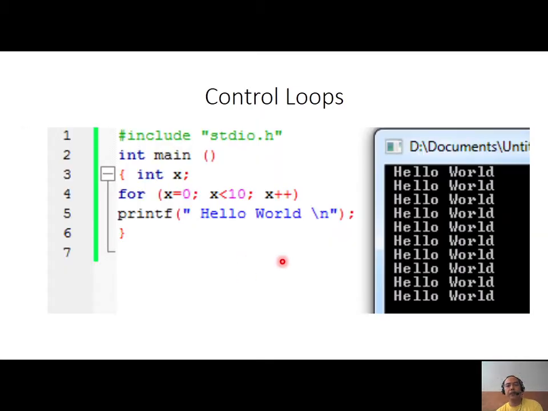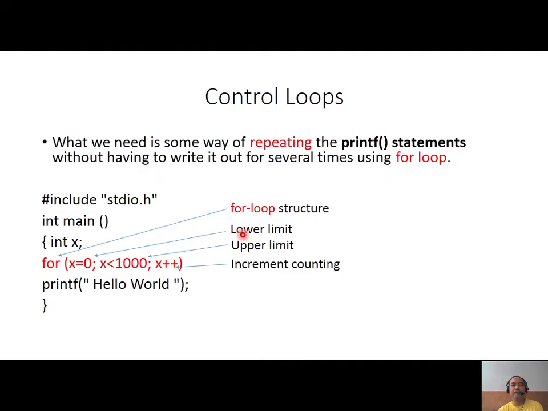Now, how about if you want to print hello world vertically? You're going to add a new line. Let us say 10 times: 1, 2, 3, 4, 5, 6, 7, 8, 9, 10. So that's how simple looping is.